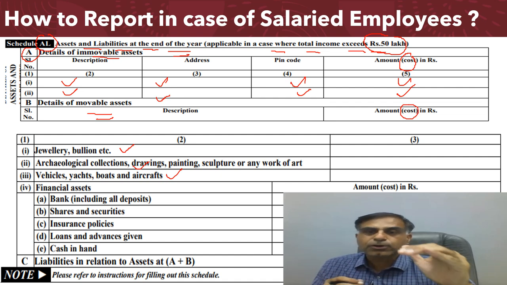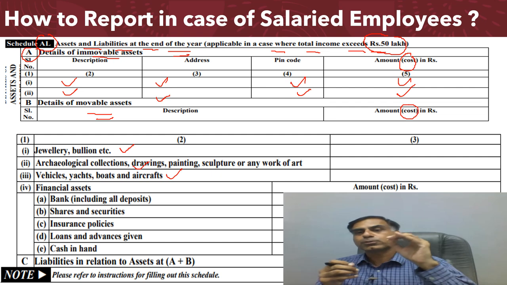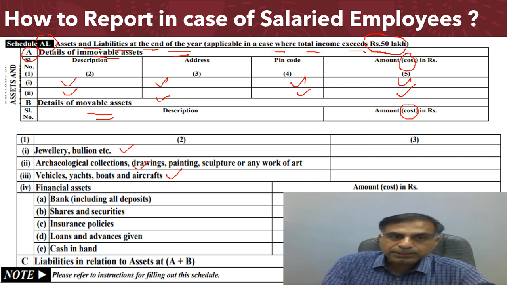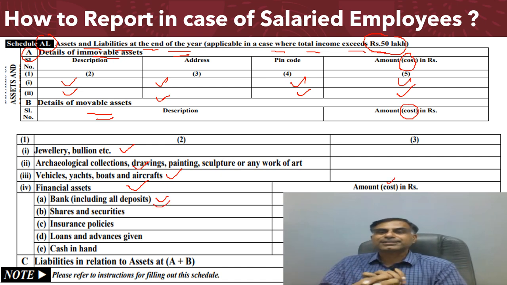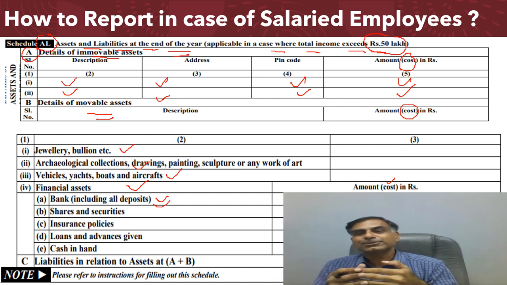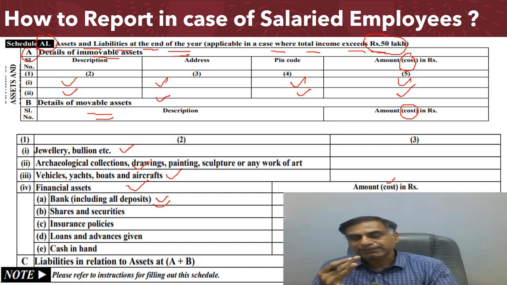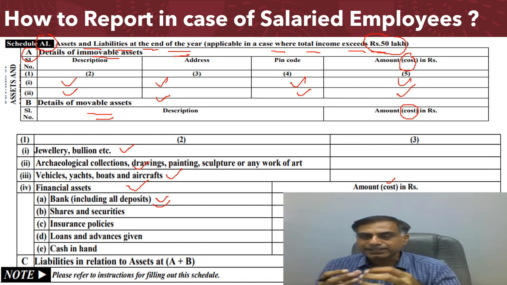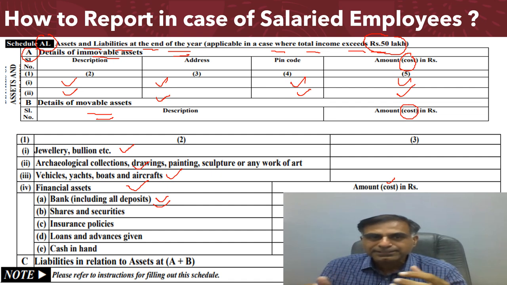Say, for example, you are the owner of a car, then you are supposed to report the cost of that car in this particular portion. Similarly, you may have financial assets like bank deposits. So you are supposed to report the cost. The cost, I can't report here. I can report here what is the balance as on 31st of March, in the form of savings bank, current bank, RD, FD, etc. That is fixed deposit and recurring deposit balances.